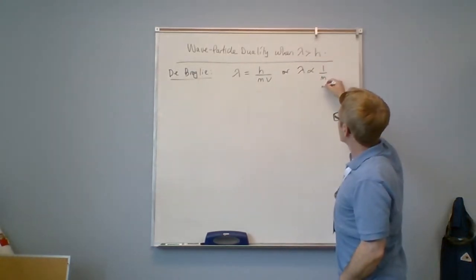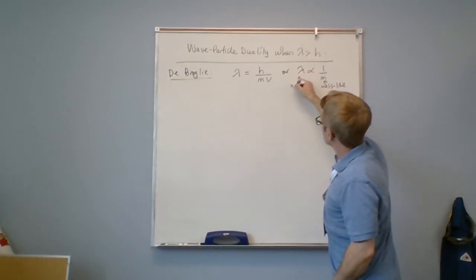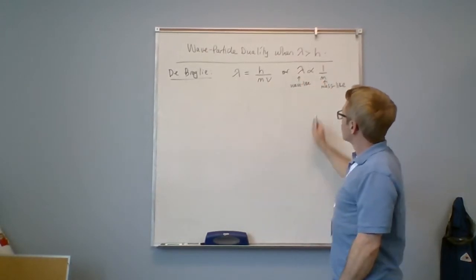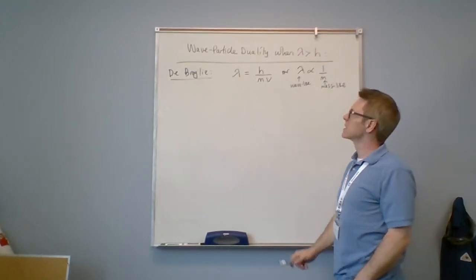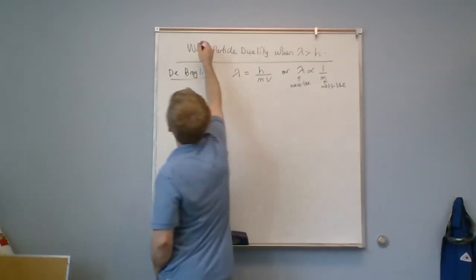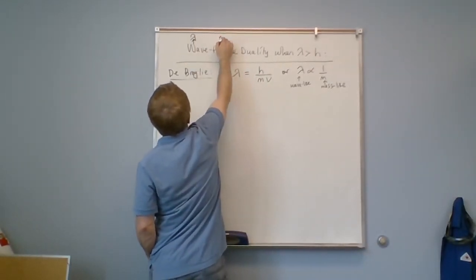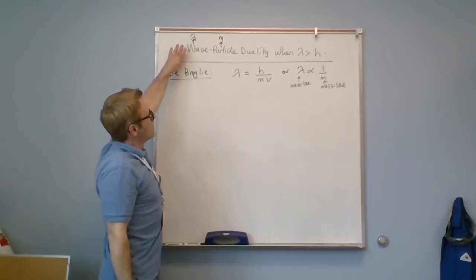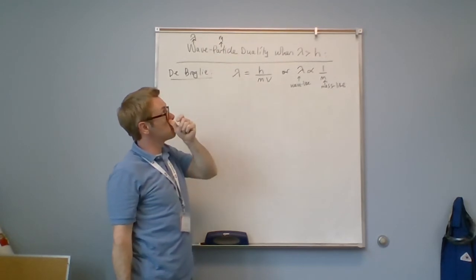So we have mass-like characteristics over here, and we have wave-like characteristics over here. If we have an equation with wave-like characteristics and mass-like characteristics, we have wave-particle duality, where the wave is synonymous with a wavelength and the particle is synonymous with a mass. Duality just means at the same time.